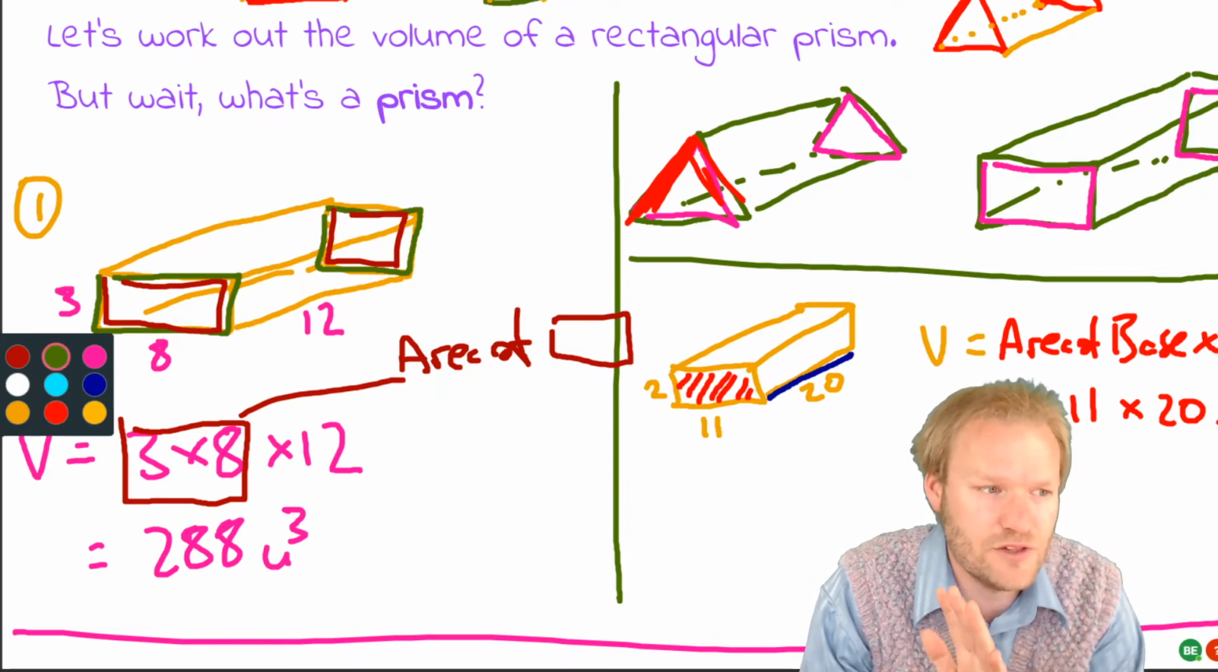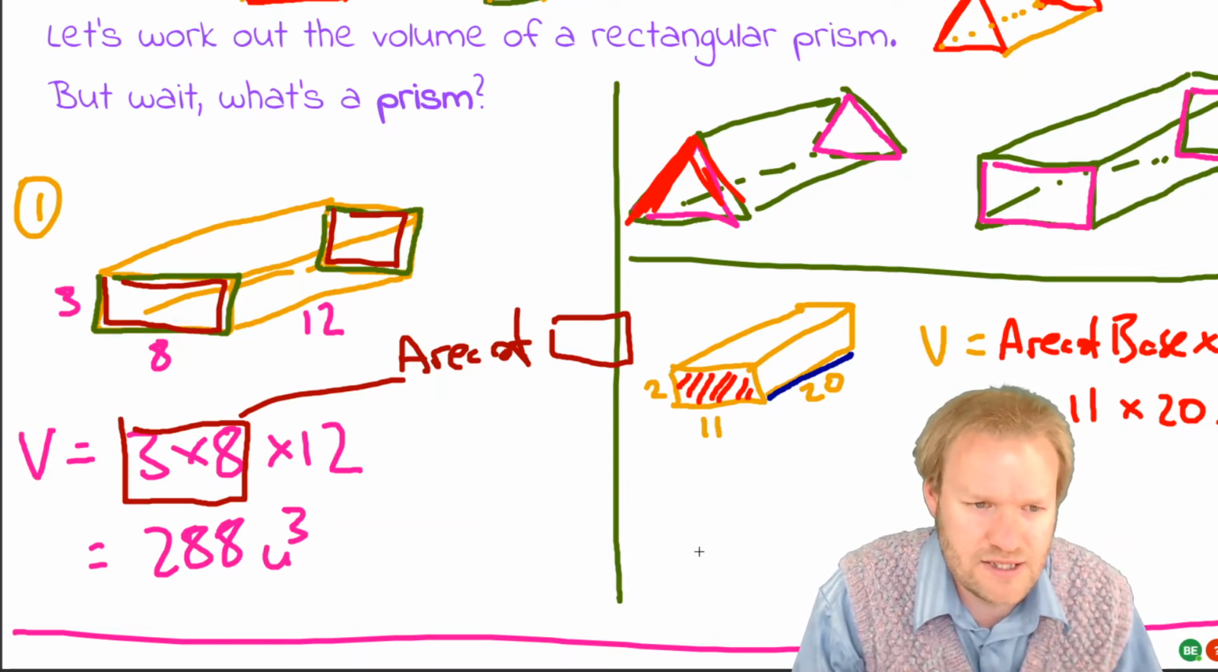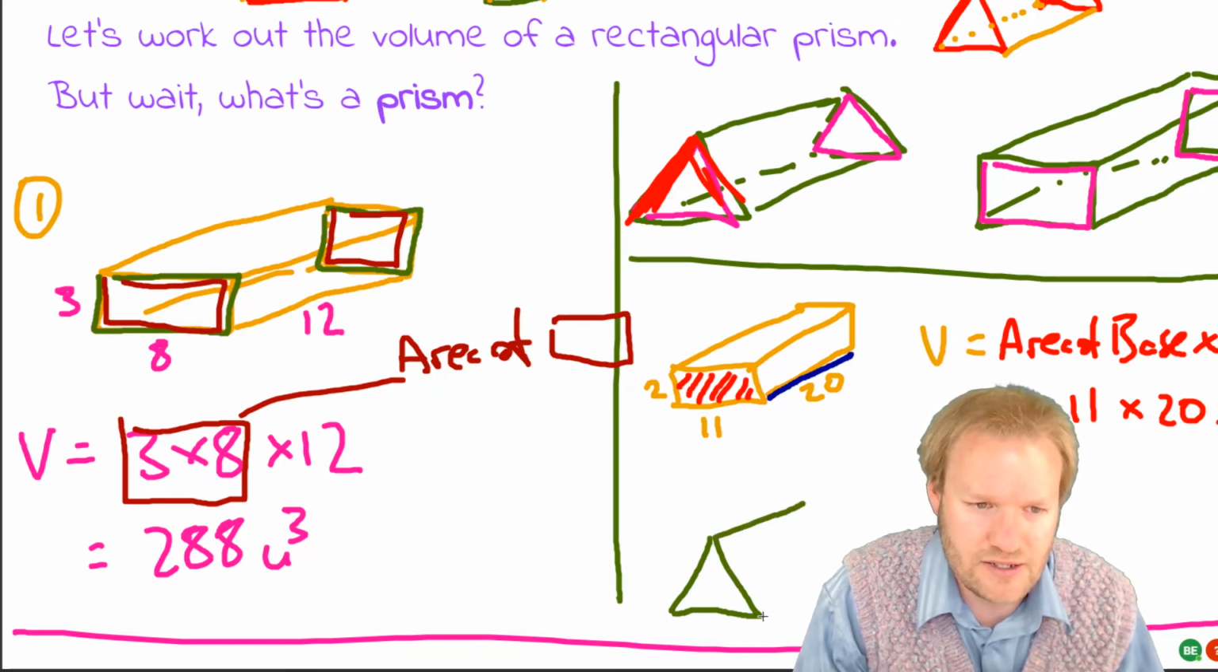And the reason for thinking about it in that way is, well, let's say we had a triangle here. And we had a triangle, and there's our triangular prism. It almost looks like a little tent.